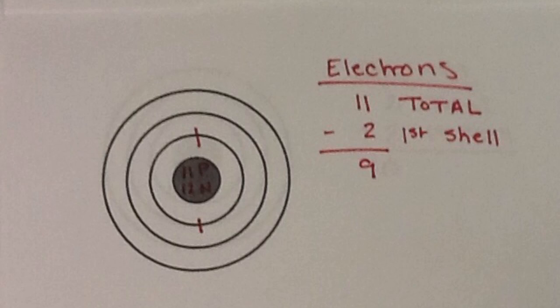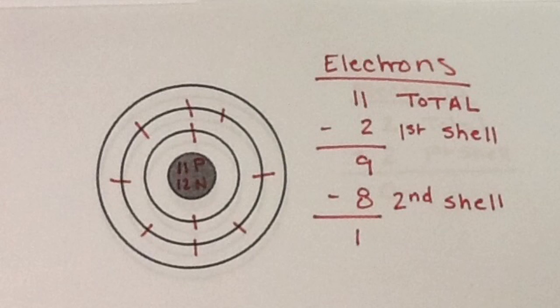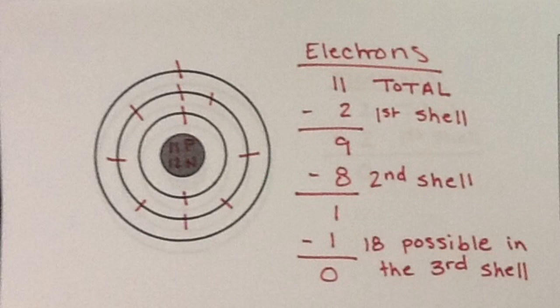The first shell can hold up to 2 electrons, so we will draw them in on our Bohr model and subtract them from the total number of electrons, which is 11. This will leave us with a total of 9 electrons, 8 of which can fit in the second shell. Draw these in on your Bohr model and subtract 8 from your new total, which is 9. After we have accounted for the electrons in the first and second shell, we are left with only 1 in the outside shell of the sodium atom. We place this 1 electron in our diagram, and we can say that the number of valence electrons for sodium is 1 because it is the only electron in the outside shell.